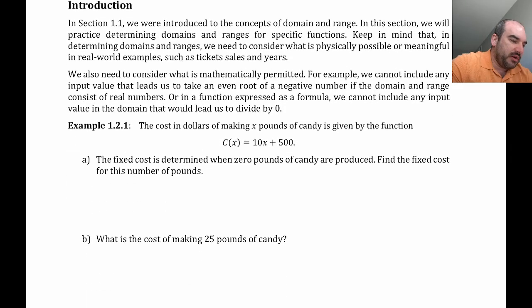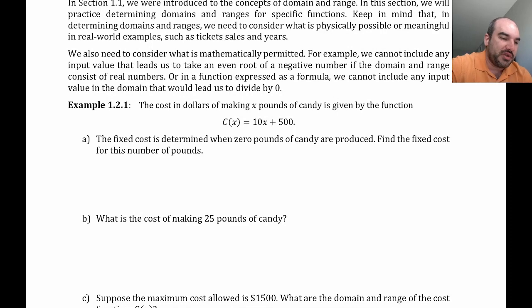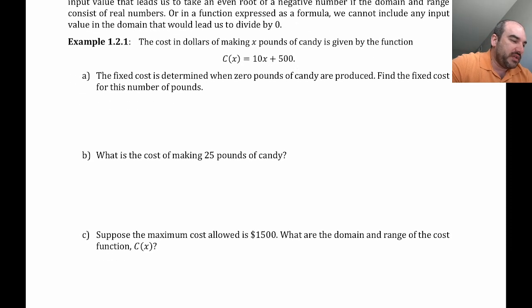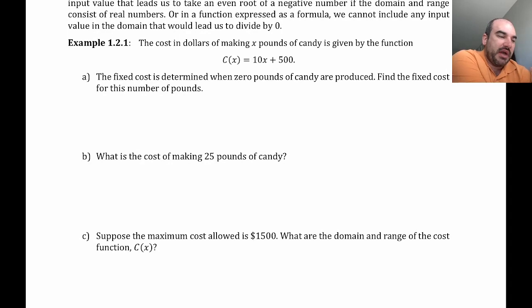So, domain and range, also known as the inputs and outputs of a function. We have an example here that says the cost in dollars of making X pounds of candy is given by the function C of X, which we know X is our inputs and the C's are our outputs. The C is representing the cost of making X pounds of candy, so X is pounds of candy. Might be helpful to write that down for ourselves, is given by this function 10x plus 500.